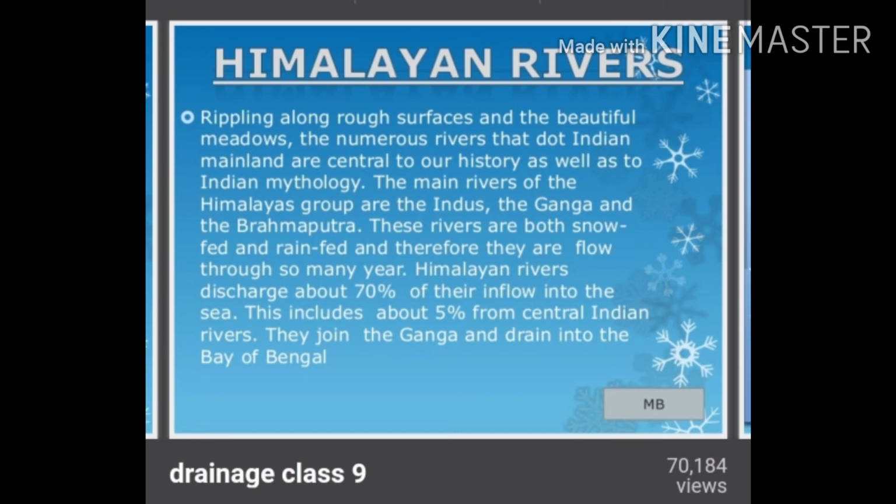So here you can see that the water which we are getting in the Himalayan rivers is being fed by two major sources, that is from the snow, the glaciers, as well as from the rainwater. So we are getting the water in these rivers through glaciers, that is snow, as well as from the rainwater.